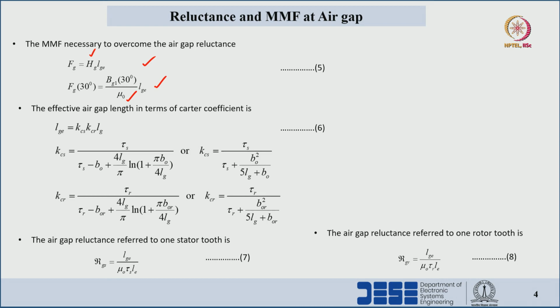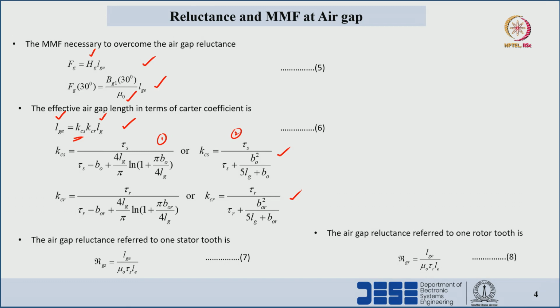In order to find the effective length of the air gap, in the last lectures we discussed the Carter coefficient based effective length of air gap equation. Here LGE is the effective length of air gap, KCS is the Carter coefficient with respect to the stator, KCR is the Carter coefficient with respect to the rotor side, and LG is the actual length of air gap. So, we can use either equation 1 or equation 2 to find the Carter coefficient.